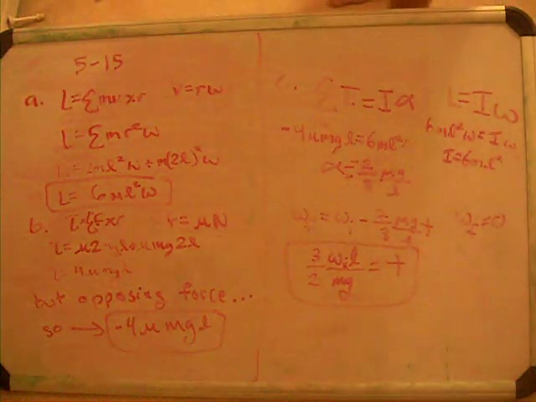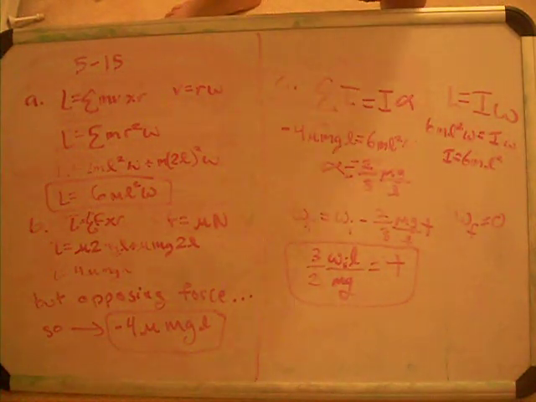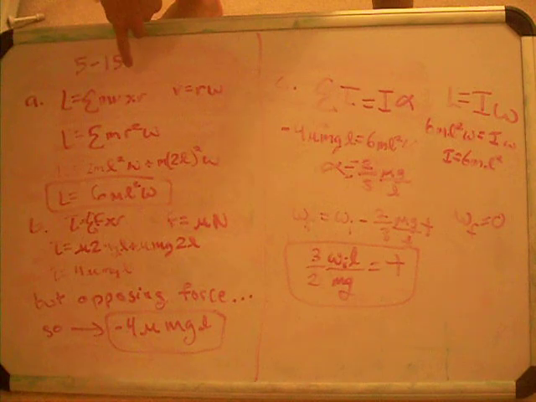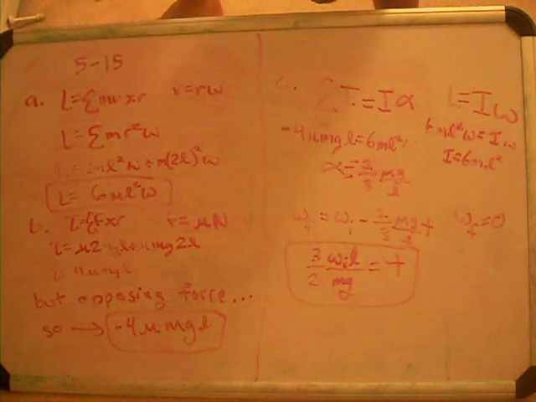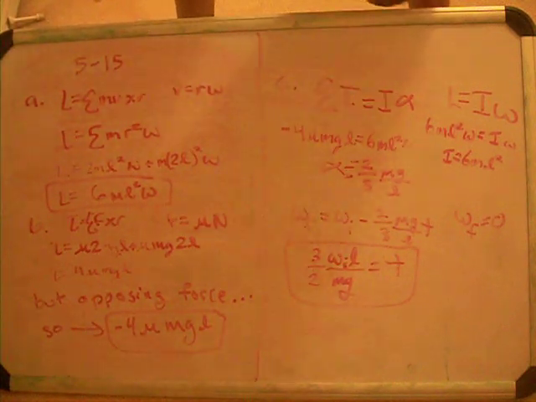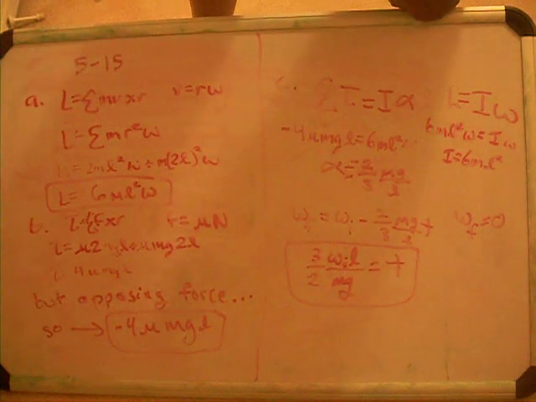So this is problem 515, and for A, you must find the initial angular momentum of the system about the axis through P. So angular momentum is just L equals the sum of mv cross r, and v equals r omega, so you just plug that in, and then you get L equals mr squared omega. And now you just plug in the variables that they give you.